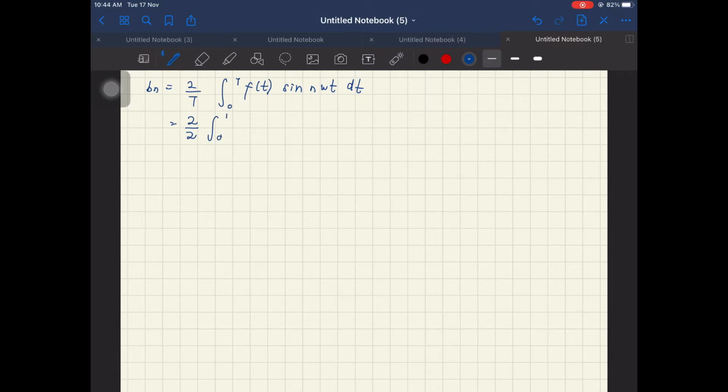Again, just insert all the values that you have found out. So 2 over 2 integration from 0 to 1, the amplitude is 1, sin n pi t dt. As for bn, you will get the value looking like this. Okay, so the final value looks like this.